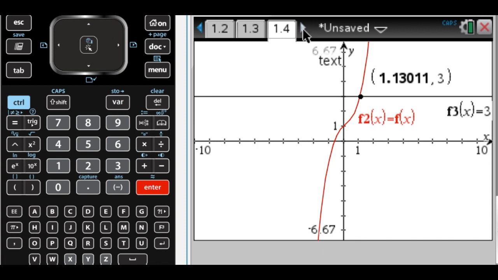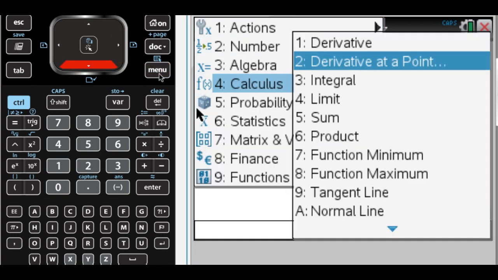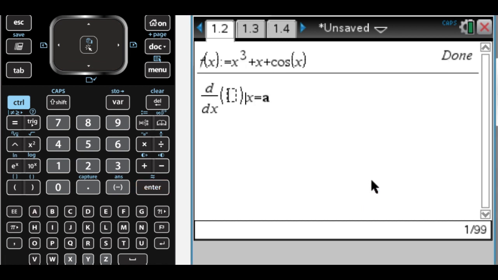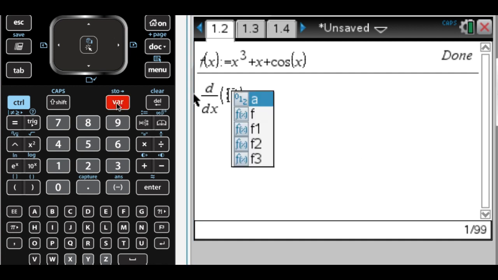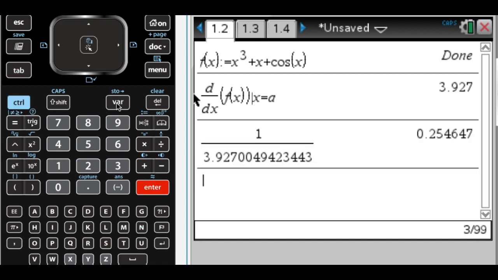Okay, so now what I need to do is remember how to do the problem. So if I go back to the calculator page, the slope of the inverse is, well, let me find the slope of the function at that point. Let's go to calculus, derivative at a point. Since I stored it as a, I can just say that the value is a. I want the first derivative of the function that I stored as f. So that's the slope of the function at x equals a, but the slope of the inverse is the reciprocal of that. So this is the answer that I'm looking for.